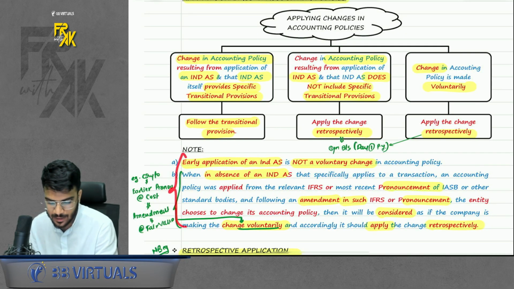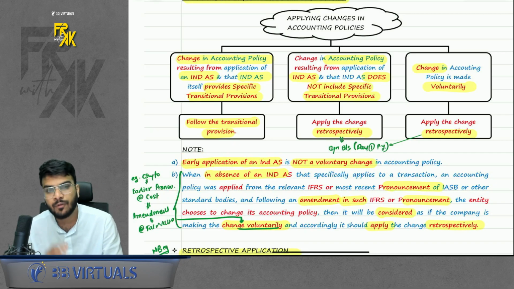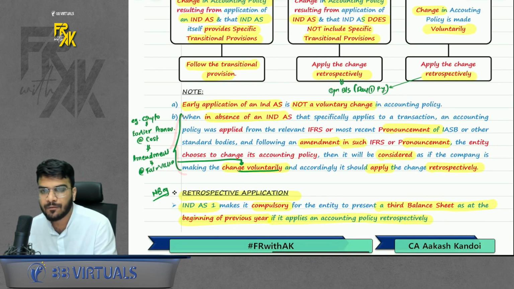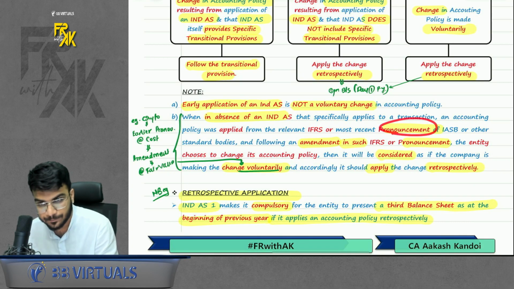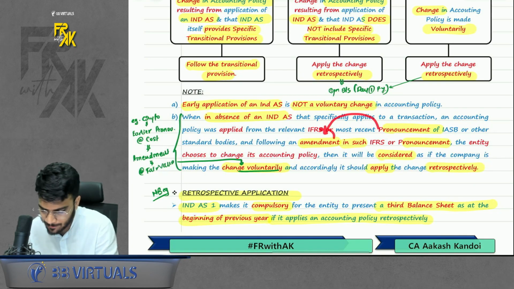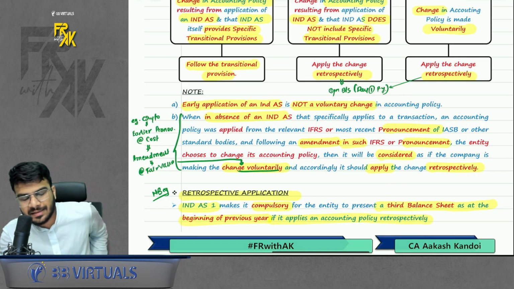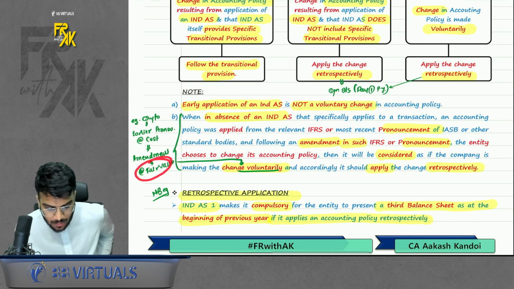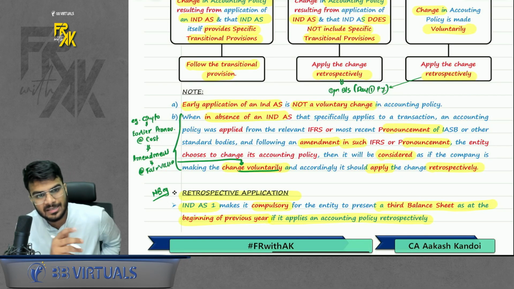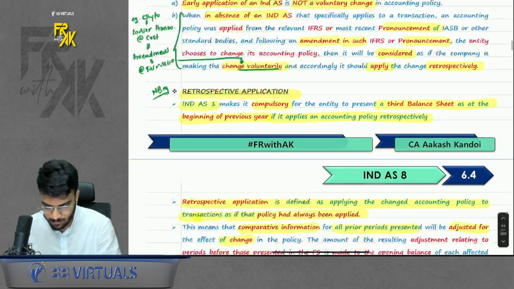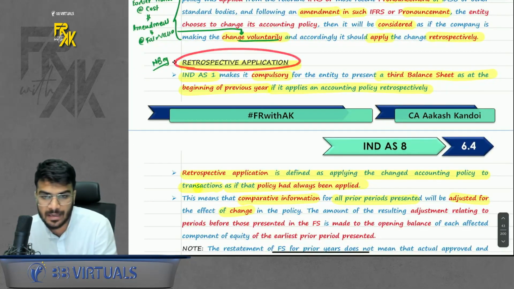Two more important things: if you are adopting any Ind AS before it is applicable, early application of Ind AS, this won't be treated as a voluntary change, do remember. Second, if for any transaction you are following a pronouncement and any amendment comes in the pronouncement because of which your policy also changes, for cryptocurrency, let's say you were following cost because of the pronouncement. Now the pronouncement changes and says you have to follow fair value. Now because of a pronouncement amendment, you are changing the policy. This will be treated as a voluntary change and not a change required by Ind AS. Do remember. Now they talk about retrospective application.